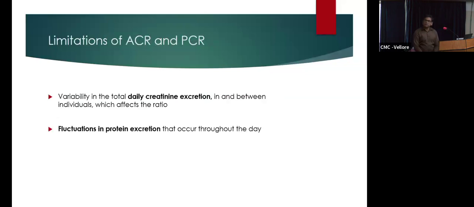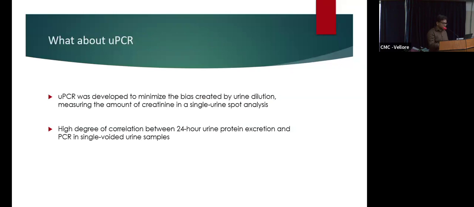So what are the limitations of this ACR and PCR? There is daily variability in the excretion, and between individuals also. And there is a fluctuation in the protein excretion by circadian rhythm, after exercise, and after postures. So these are the limitations. The urine protein creatinine ratio was developed to minimize the bias created by urine dilution, and it uses the amount of creatinine in the urine in a single spot urine analysis. So there is a high degree of correlation between the spot UPCR and the 24-hour collection.